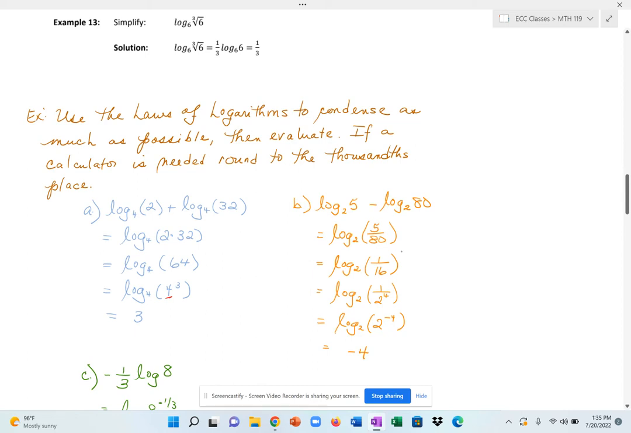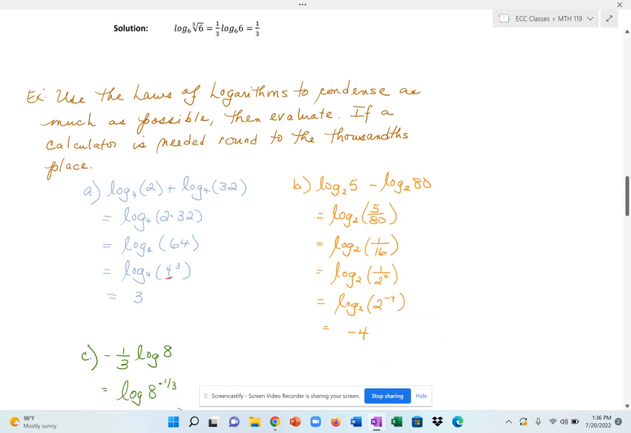The 1 over 16 can be rewritten as 1 over 2 to the fourth, but then again, I can use my rules for exponents and write the 1 over 2 to the fourth as 2 to the negative 4. Again, there's that rule where I have the same base in both places, so my answer is just the exponent negative 4. So far we didn't need a calculator for any of these.